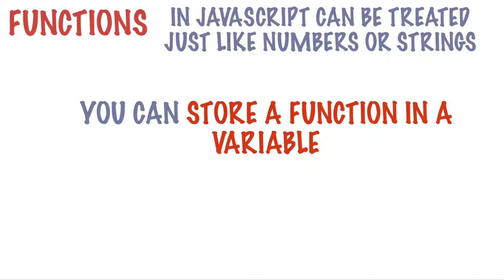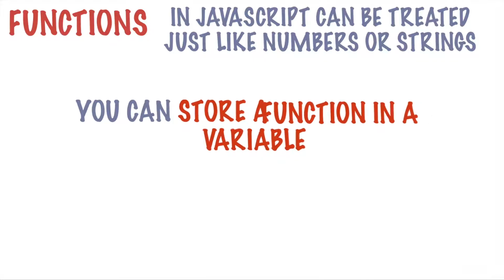The first one is that you can store a function in a variable. Just like you can have a string, a number, or a boolean and assign it to a variable, you can assign a function to a variable as well, and later on use the variable name to invoke or call the function. You can store a function in a variable.